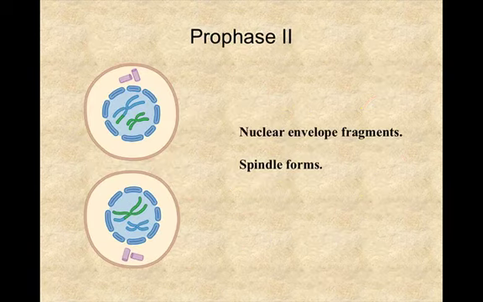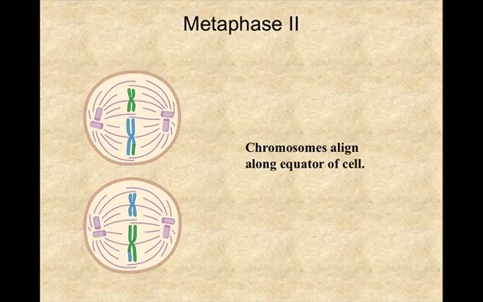So here we go with prophase 2. In each of the 2 cells now, the nuclear envelope is going to break down and a new spindle is going to form. Metaphase 2, in each of the 2 cells, the chromosomes are going to line up in the middle or along the equator.